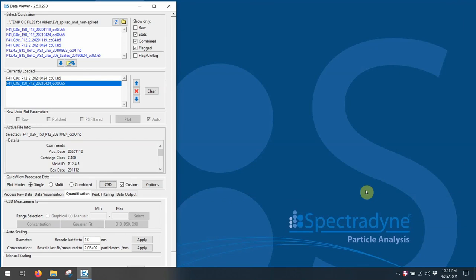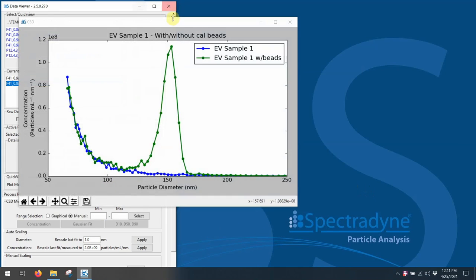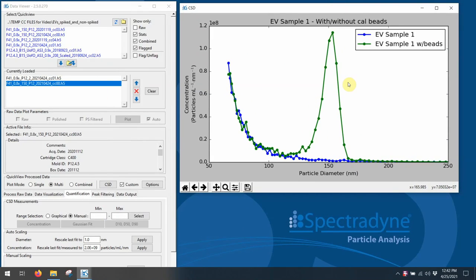Finally, to really drive the point home, let's overlay the original sample-only data set to see how it looks. So to do that, I just click on Multi here in the viewer, display the CSD, and voila! The two runs overlay perfectly with the exception of where the bead spike is on the second run. Let's see how close the concentration of the sample particle is between the two runs. To do that, I go in here, I'm going to select between 65 and 120 nanometers, which is where 90% of the EV sample population lies, and get the concentration.